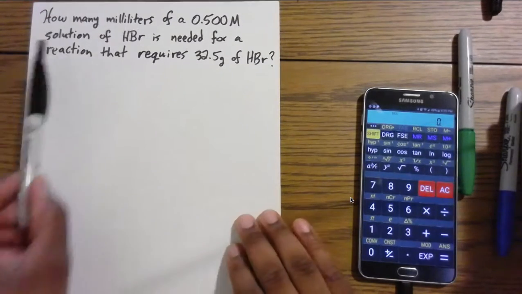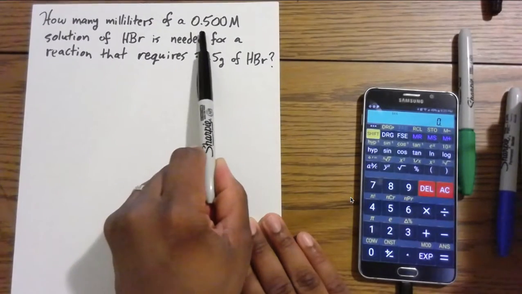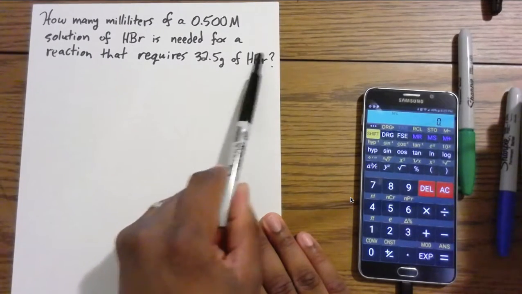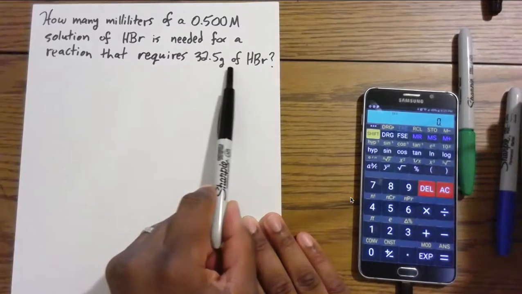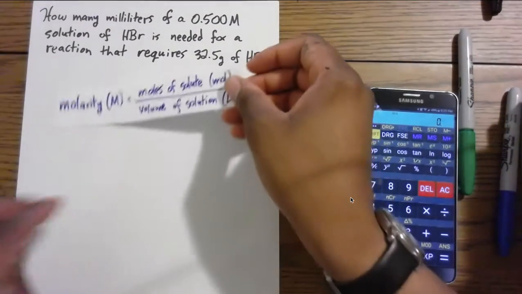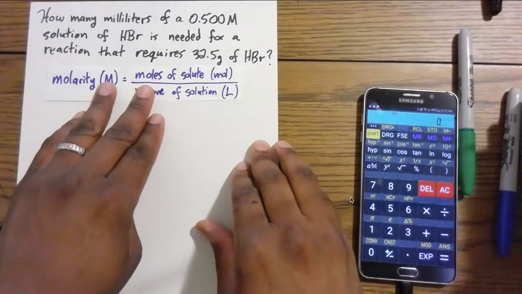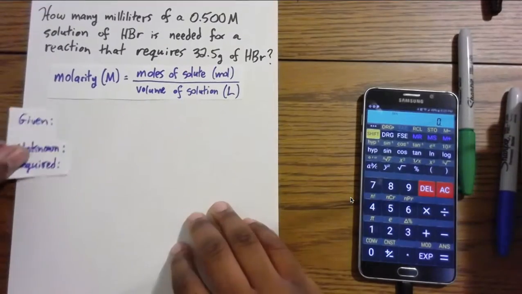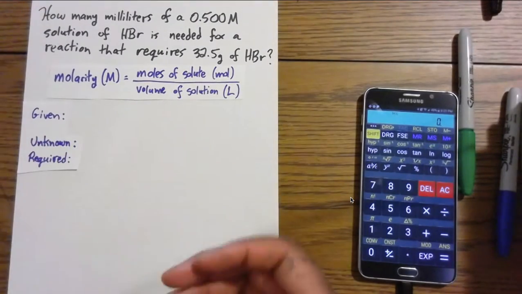How many milliliters of a 0.5 molar solution of HBr is needed for a reaction that requires 32.5 grams of HBr? Now, this is a molarity problem, and molarity equals moles of solute divided by the volume of solution. So let's analyze this problem and see what information we have to work with.